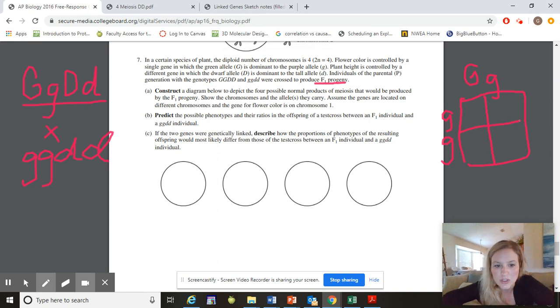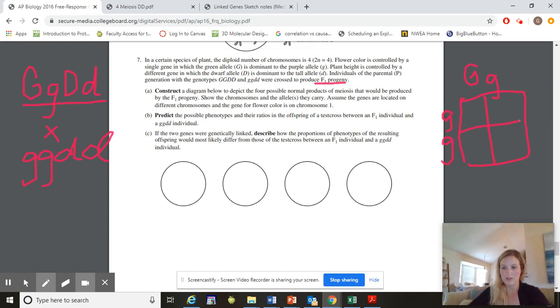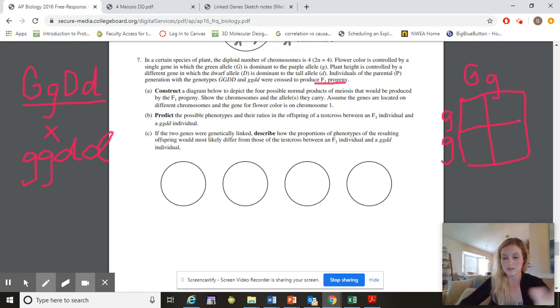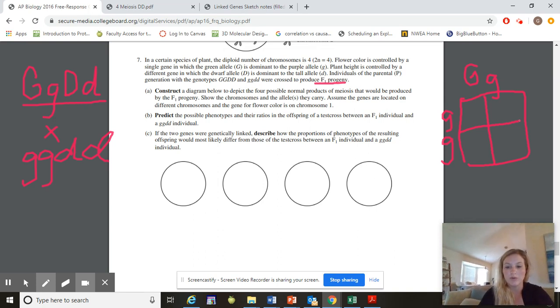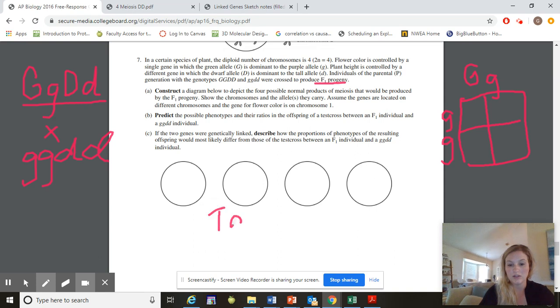Okay, so it says determine all possible phenotypes and their ratios of the offspring of a test cross between them. So what could happen from here if they're independently assorting, meaning that these are not linked together, and it's not like just because you're tall, you also have to be green. They say all combinations are possible. Well, what are our possibilities? We can have tall and, oh, not tall. Sorry.